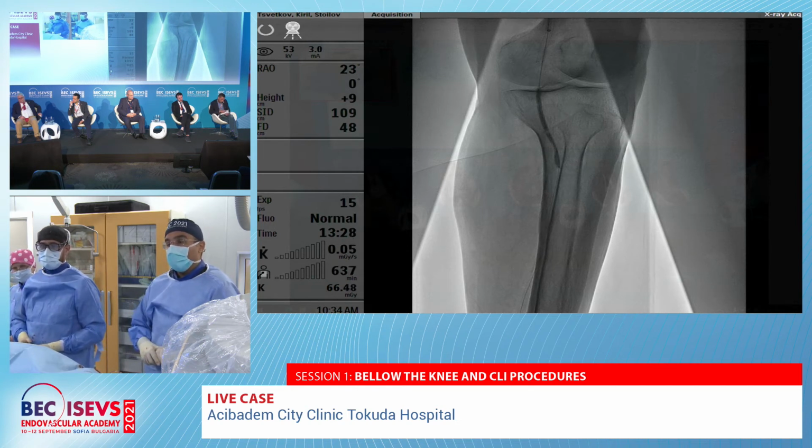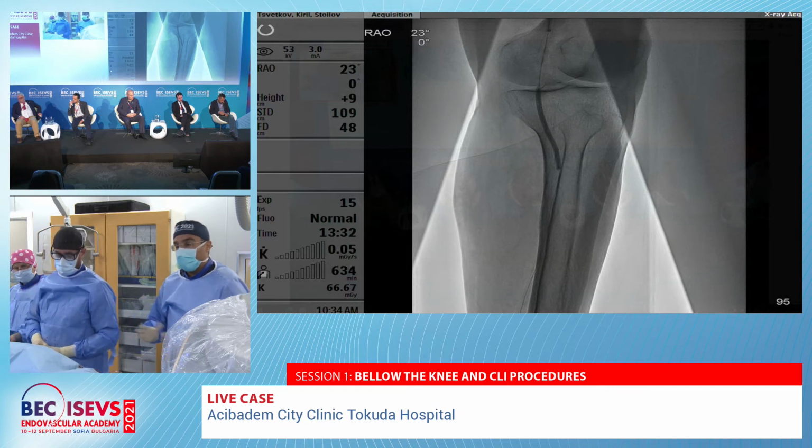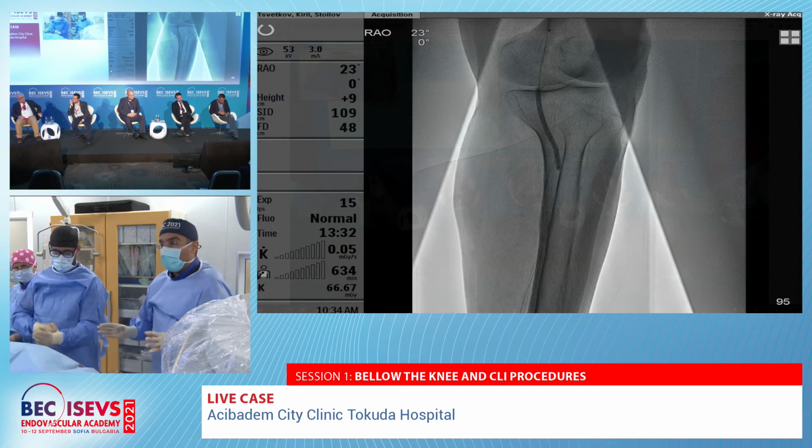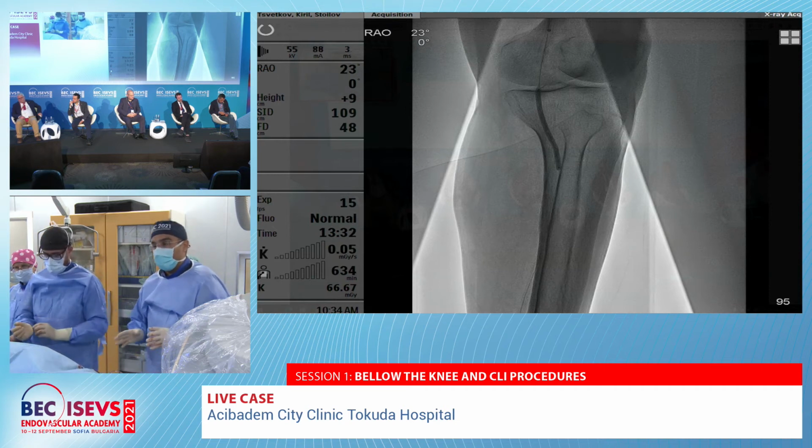So we have done a very interesting paper. We have written together with Jihad Mustafa from the US. We have done some nice IVUS measurements. And I have to say, in all the cases, the IVUS showed a bigger diameter than the angiography.